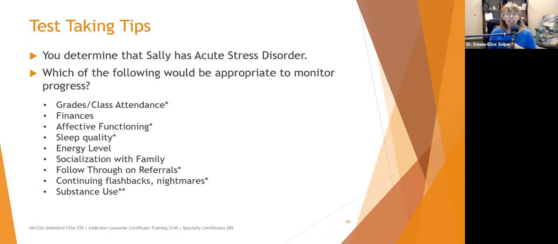In order to monitor Sally's progress, which of the following would you want to monitor? Her grades and class attendance, her finances, her affective functioning, her sleep quality, her energy level, her socialization with her family members, follow through on referrals, continuing flashbacks and nightmares, and substance use. Those are your options. So let's go through each one of them.